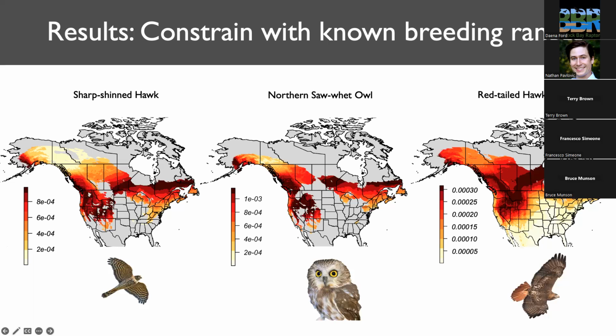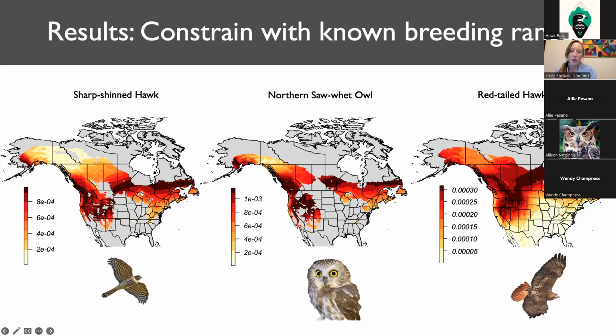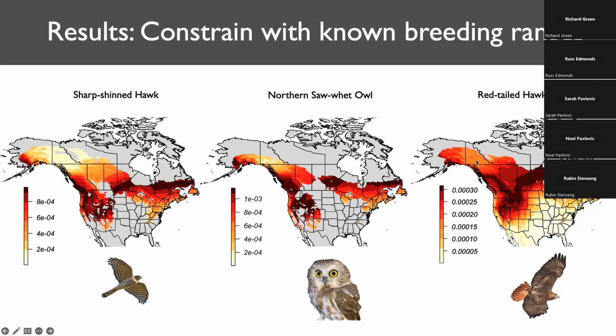And then red-tailed hawks showed similar probability densities to sharp-shinned hawks. However, they showed a higher probability further north up into Western Canada.